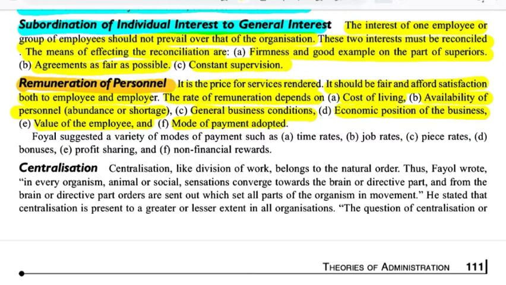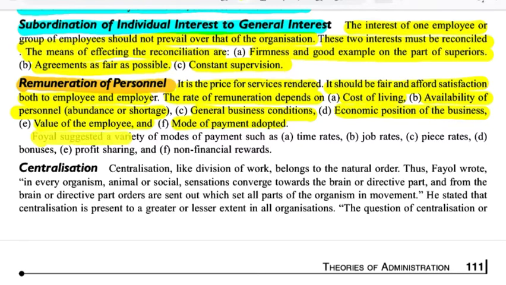So remuneration should include these things, and it depends on factors such as cost of living, ability of personnel, general business condition, economic position, value of the employee, and mode of payment adopted.